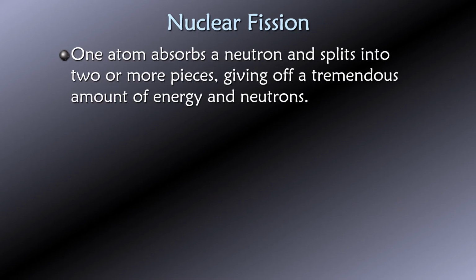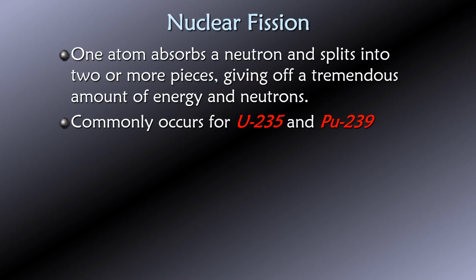So nuclear fission is basically when we have a larger nucleus, or when we have one atom that absorbs a neutron and then it splits into two or more pieces. In other words, it splits into some other radioisotopes, it splits into some decay particles, and in that process, it produces a lot of energy. Now, two most common radioisotopes that do undergo nuclear fission are uranium-235 and plutonium-239.